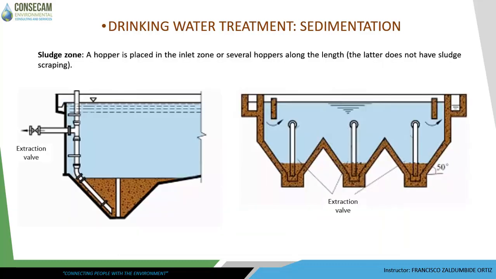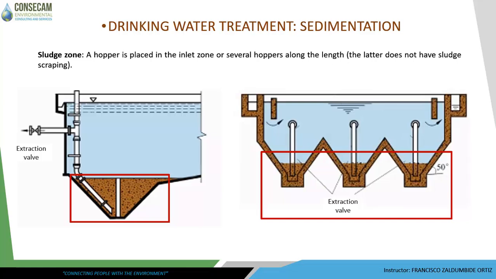The sludge zone must be collected and discharged in a timely manner. Otherwise, it may affect particle settling. Sludge can be collected and discharged in many ways. The figure indicates that the settler has a collection hopper and, through a pipe reaching to the bottom, can discharge by hydrostatic pressure. Depending on the model of the settler, it may have one hopper in the inlet area or several hoppers along its length, which will not require sludge scraping, but will have their own discharge piping.